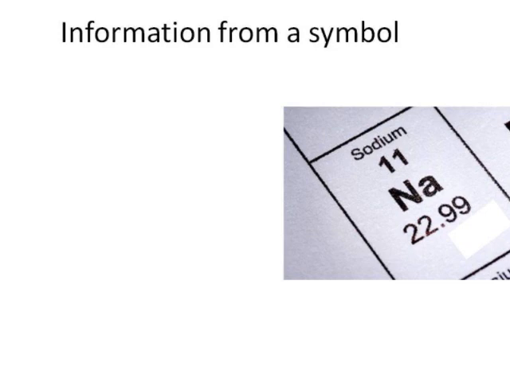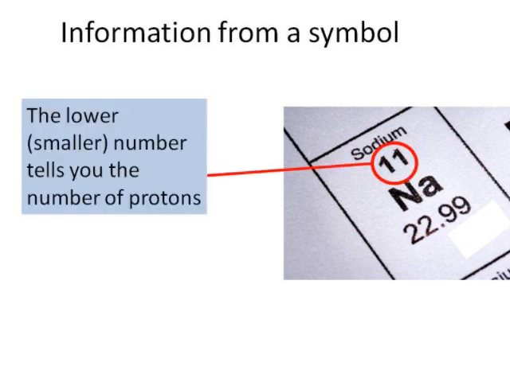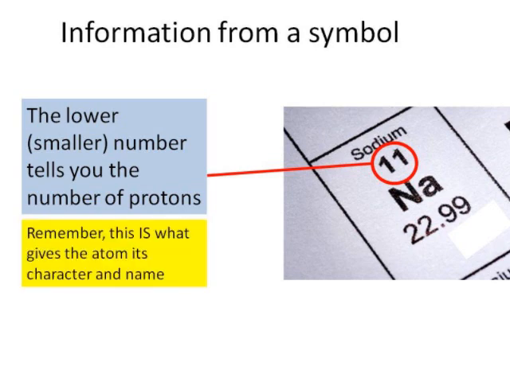So if we're given a symbol on the periodic table, we can get lots of information from that. We've got the symbol and the element name, but also we have 2 numbers. If there are 2 numbers, the smaller of the 2 numbers will give you the number of protons, and the elements are listed in order of the number of protons, 1, 2, 3, and so on. Sodium here has 11 protons. Remember, it's the number of protons that tells you what the element is and how it will behave.